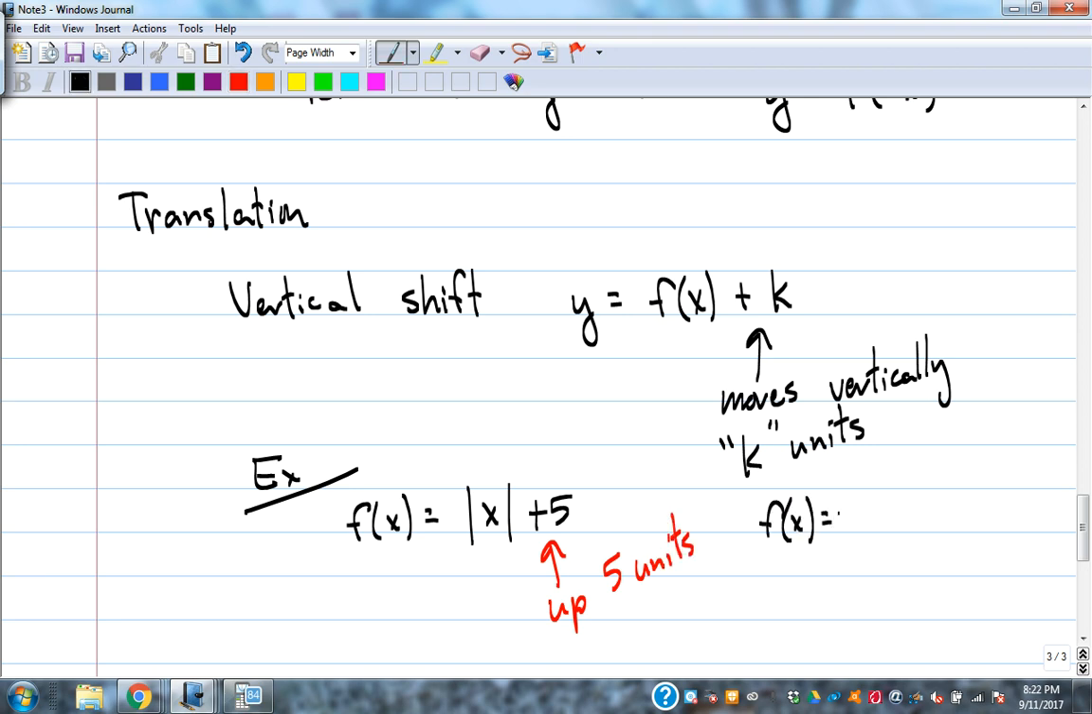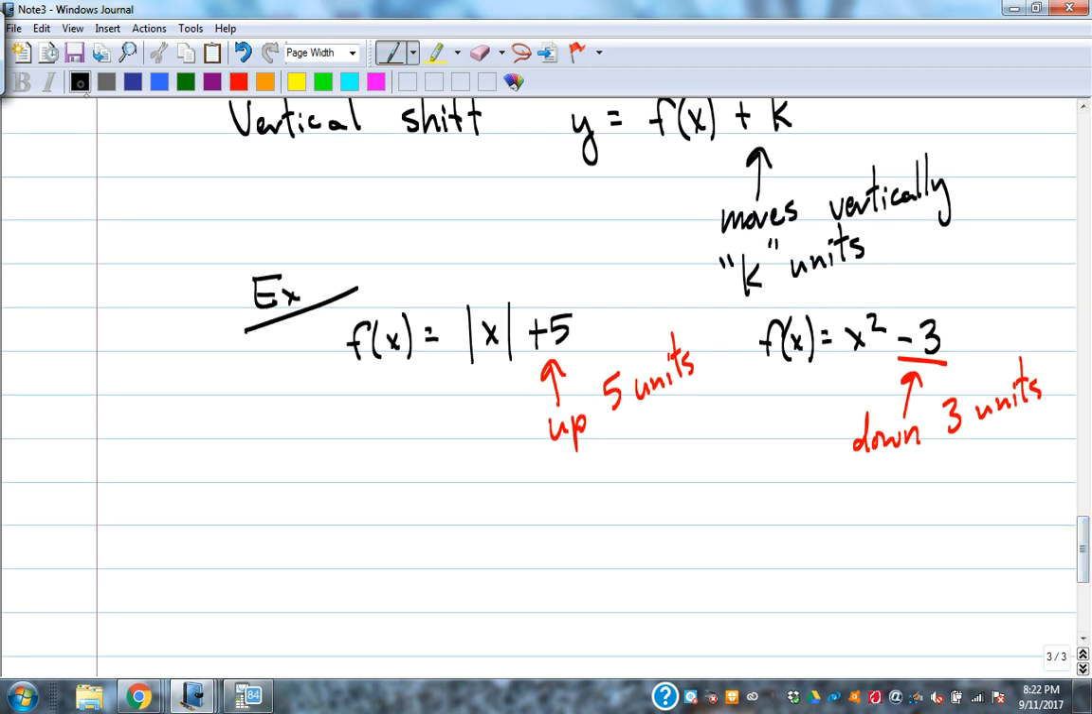If you had f of x equals x squared minus 3, that part right there says it moves down 3 units. Pluses on the outside are up. Minuses on the outside are down. All of vertical movement is because it's happening on the outside. Remember, everything vertical happens on the outside. Everything horizontal happens on the inside.